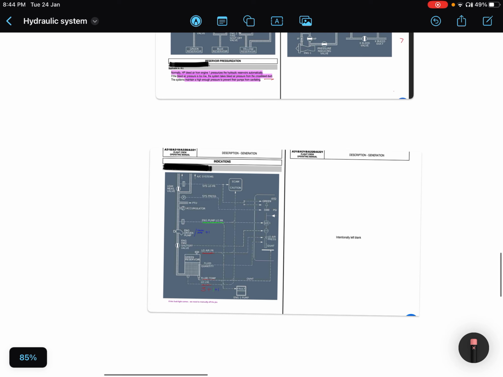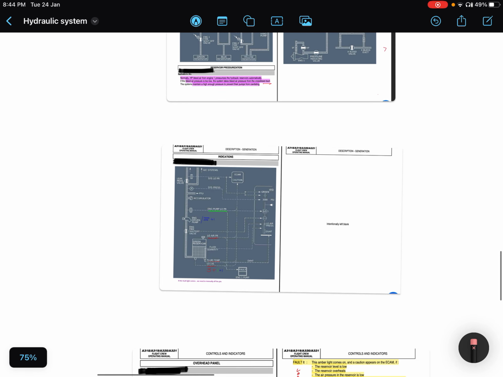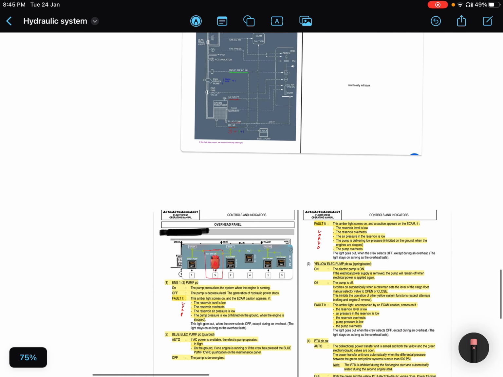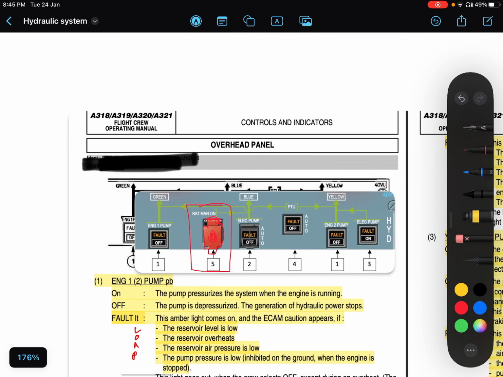Right. So there is a fault light. If you have ever noticed on the overhead panel, there is one light for engine 1 pump, one light for engine 2 pump, and then for the electric pumps of the yellow system and blue system also. When does that fault light come? What are the reasons for that fault light? You know which fault light I'm talking about? This is the one.